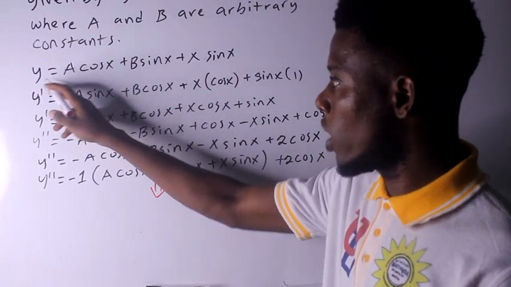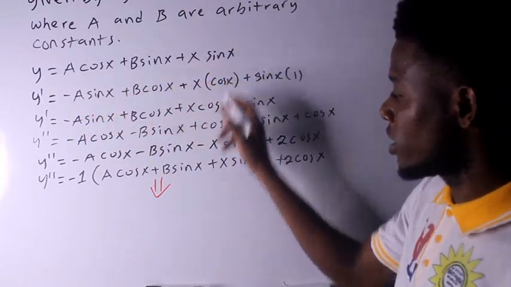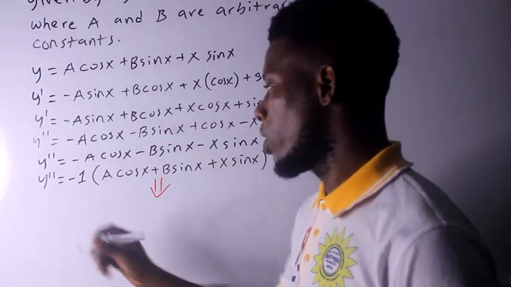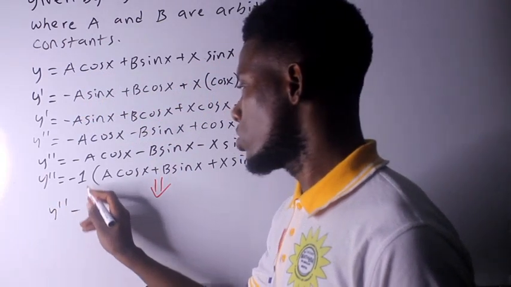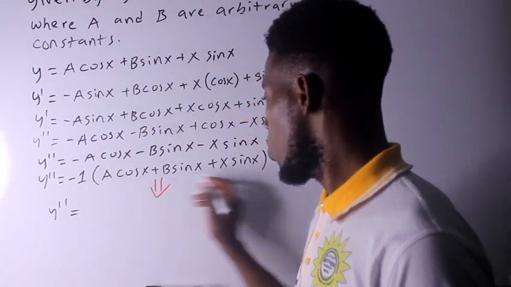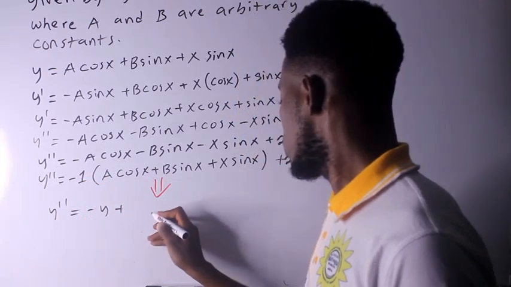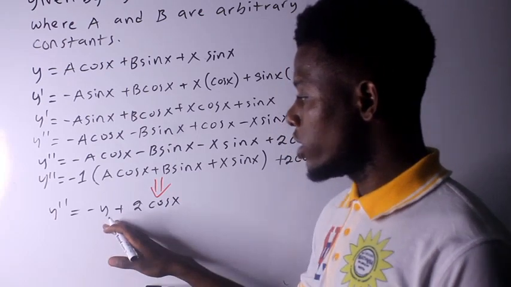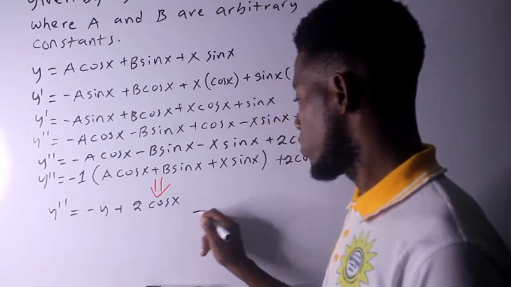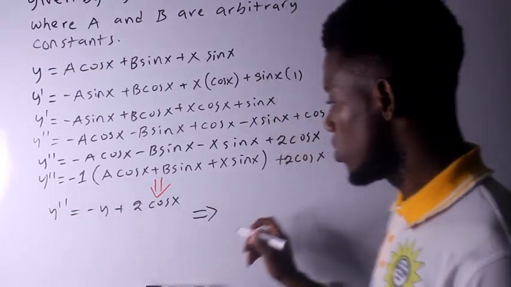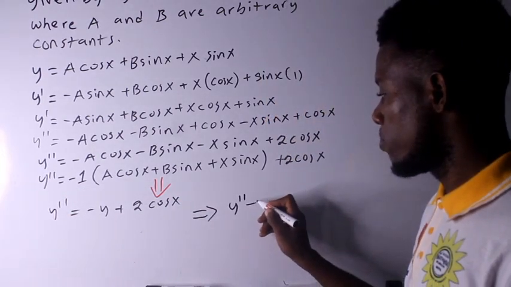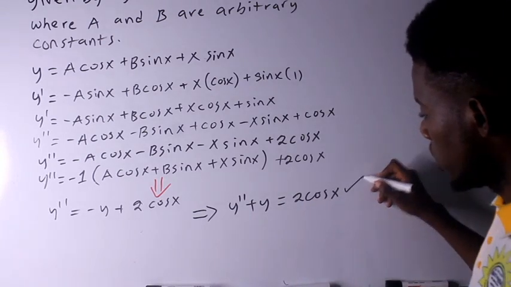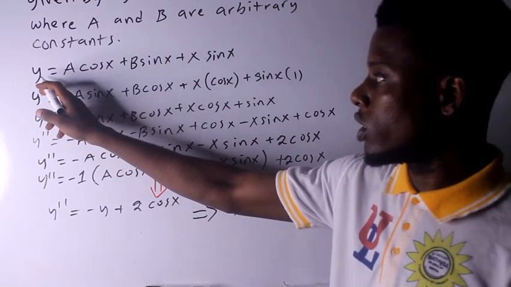Great. Once we have that, we can recall that this entire expression in this parenthesis is y, because y is a cos x plus b sin x plus x sin x. So we have y prime prime equal to minus y plus 2 cos x. And then to write the differential equation, we send this one across. We have y prime prime plus y equal to 2 cos x. So this is a differential equation whose solution is this.